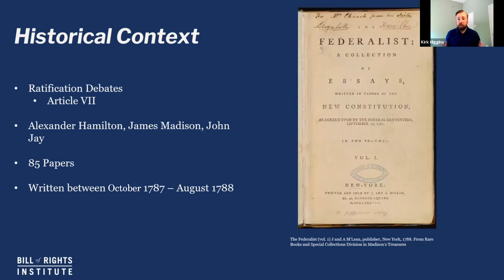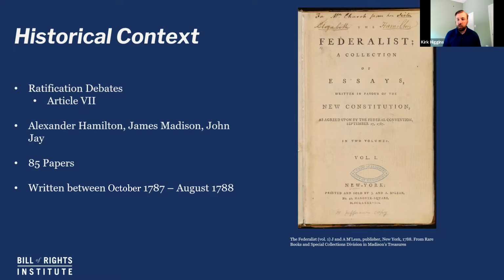So we'll return to this question throughout, but that's a framing question I want to keep in mind. As I mentioned, we're looking at Federalist 10. This is one of 85 papers that was written between August of 1787 and August of 1788, specifically in New York, trying to convince others that the Constitution ought to be ratified.